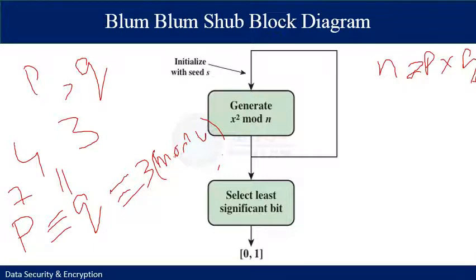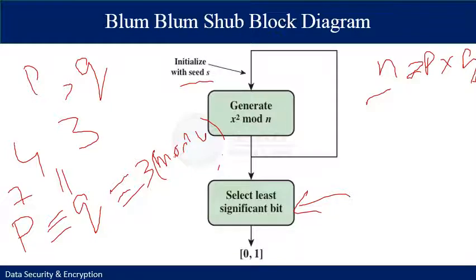So next you have to choose a random number s such that s is relatively prime to n. This is equivalent to saying that neither p nor q is a factor of s. Therefore, the BBS generator produces a sequence of bits b of i according to the following equation.